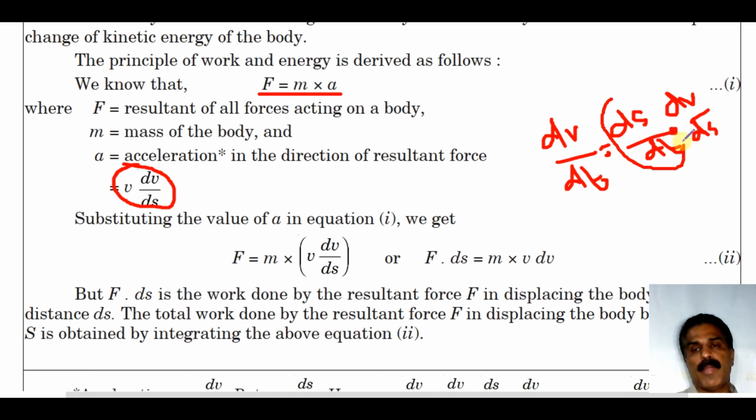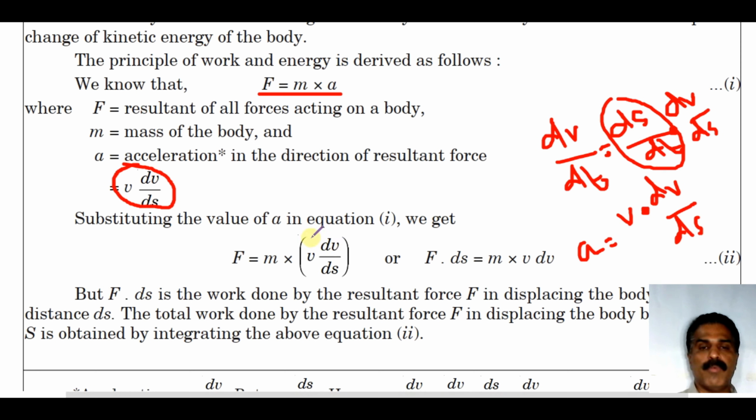But we know ds by dt, that is rate of change of displacement with respect to time, is v. So v into dv by ds is equal to acceleration a, because dv by dt is acceleration. So a is equal to v into dv by ds. Substituting that value for acceleration in the equation F is equal to ma, we get F is equal to m into v into dv by ds, or F into ds is equal to m into v dv.